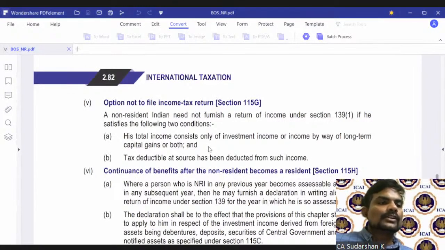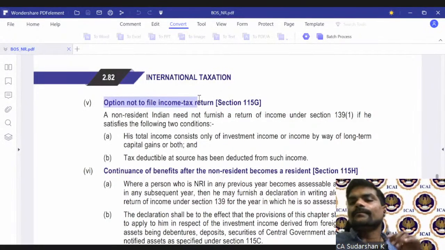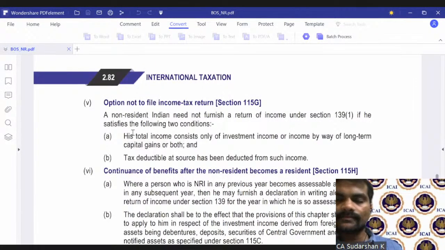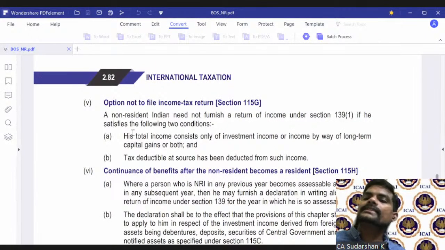So for this, we look at 115G. 115G says a non-resident Indian need not furnish a return of income under Section 139 if he satisfies the following two conditions. His total income consists only of investment income or income by way of long-term capital gains, that is, income specified under Section 115C. And tax has been deducted from such income.